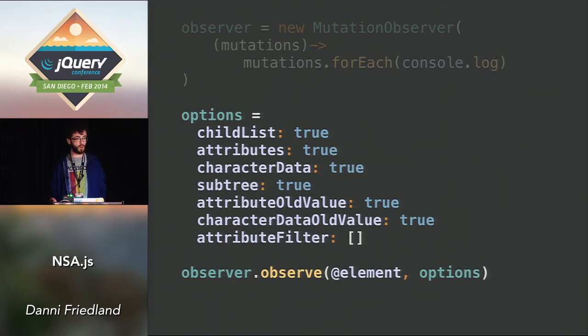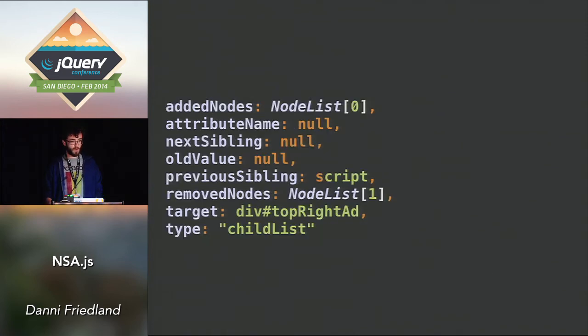You can also say, I want to listen to every subtree modification, so that like the entire tree of the element. You can also say you want to get the old value before the change. You can also get the old data value before the change. And you can also filter the attributes you want to listen to. So a lot of options, quite amazing. So what exactly does a single mutation record look like?